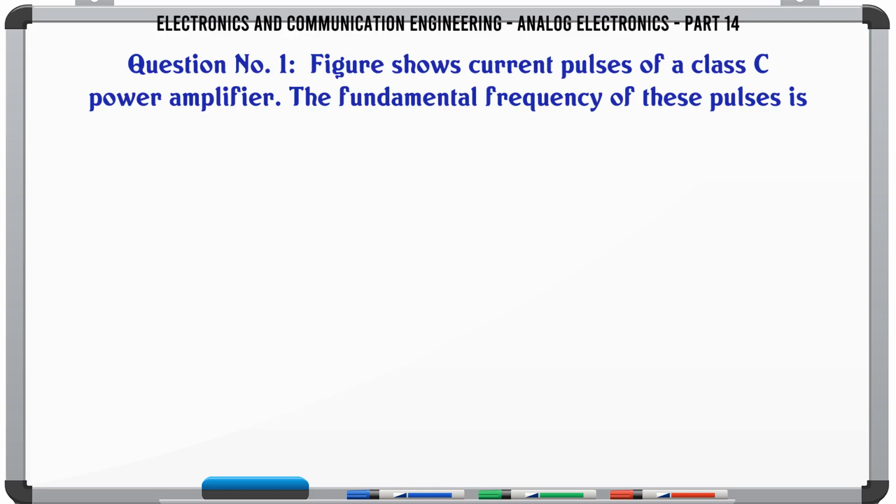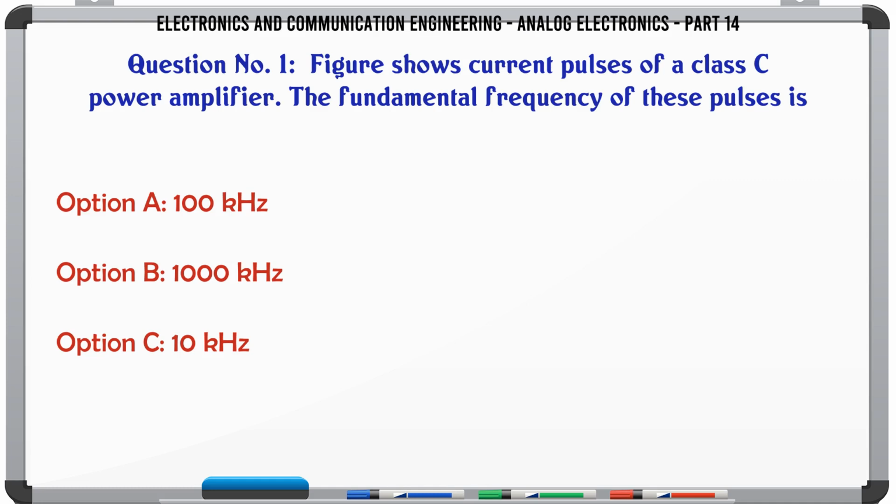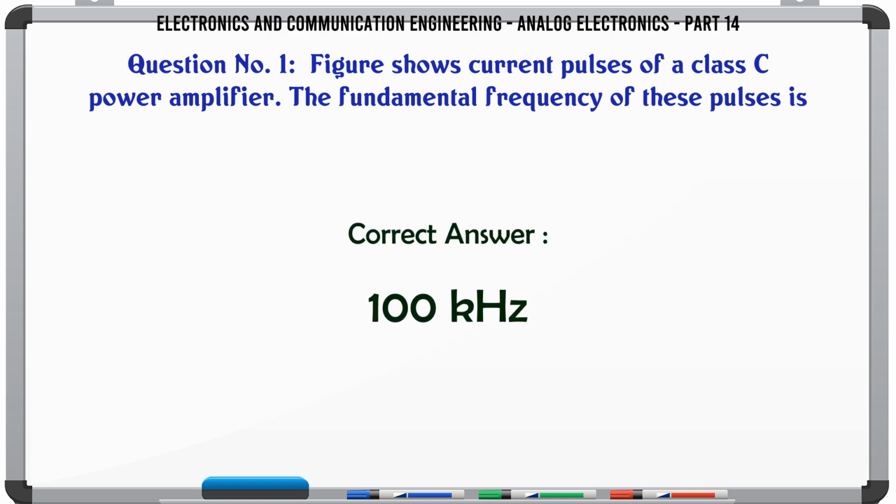Figure shows current pulses of a class C power amplifier. The fundamental frequency of these pulses is A, 100 kHz; B, 1000 kHz; C, 10 kHz; D, 1 kHz. The correct answer is 100 kHz.